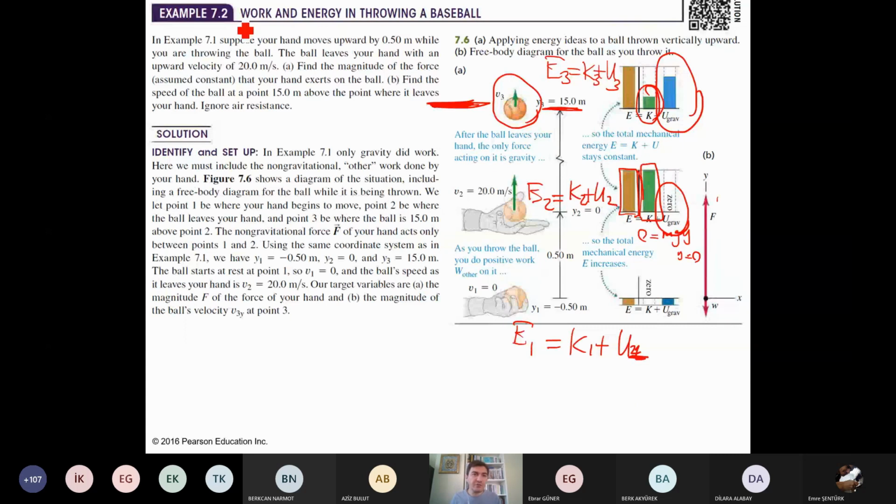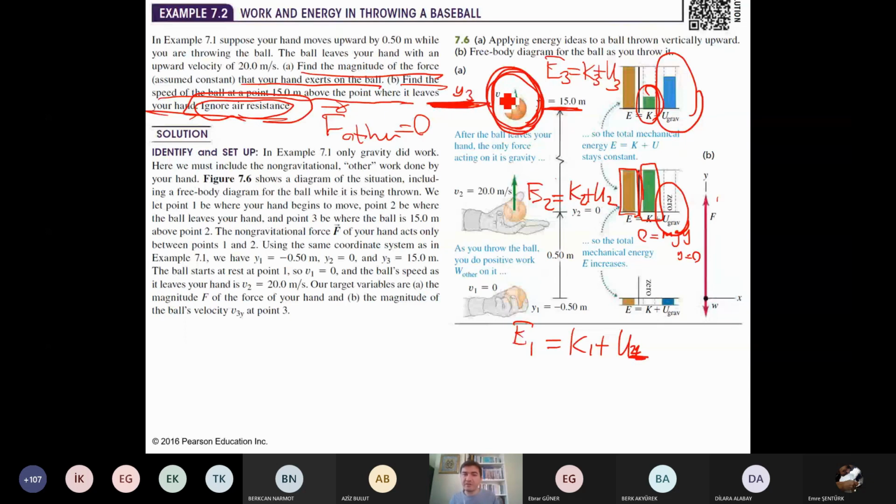Find the magnitude of the force that your hand exerts on the ball. Find the speed of the ball at a point 15 meters above the point where it leaves your hand. Ignore air resistance. When the ball is here at position 3, what about the forces acting on this baseball? Only weight is acting, in the downward direction. But what about here in this condition?